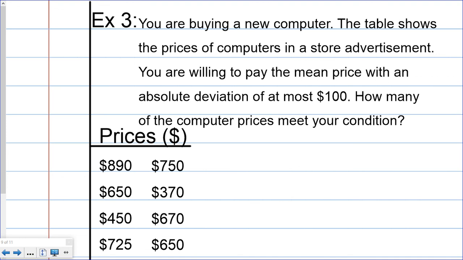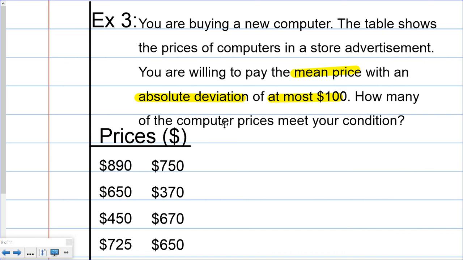We're talking about absolute deviation here. And so you are buying a new computer. The table shows the prices of computers in a store advertisement. You are willing to pay the mean price with an absolute deviation of at most $100. How many of the computer prices meet your condition?